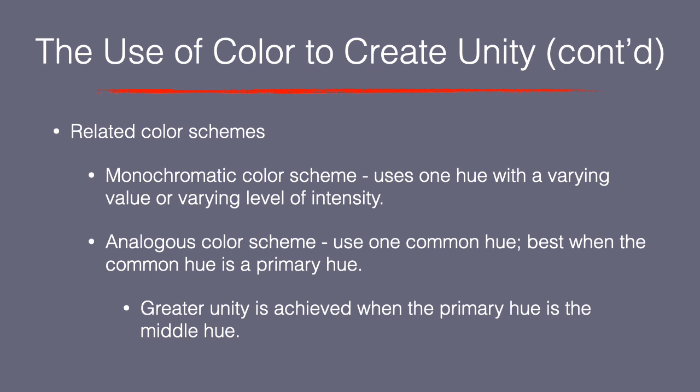Related color schemes are also a great way to create unity within a piece. Monochromatic color schemes use one hue with a varying value or varying level of intensity. Analogous color schemes use one common hue. It's best when the common hue is a primary hue. For example, a designer may choose to use red-orange, red, and red-violet, with the color red serving as the primary hue. Greater unity is achieved when the primary hue is in the middle.